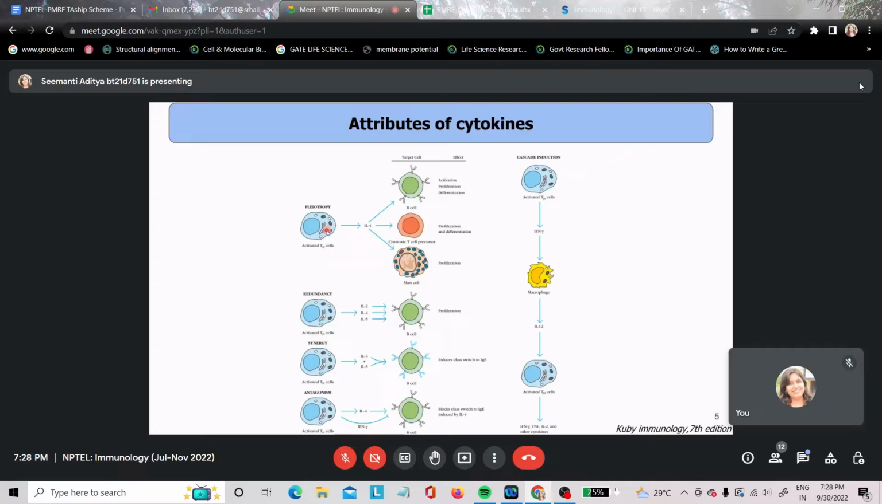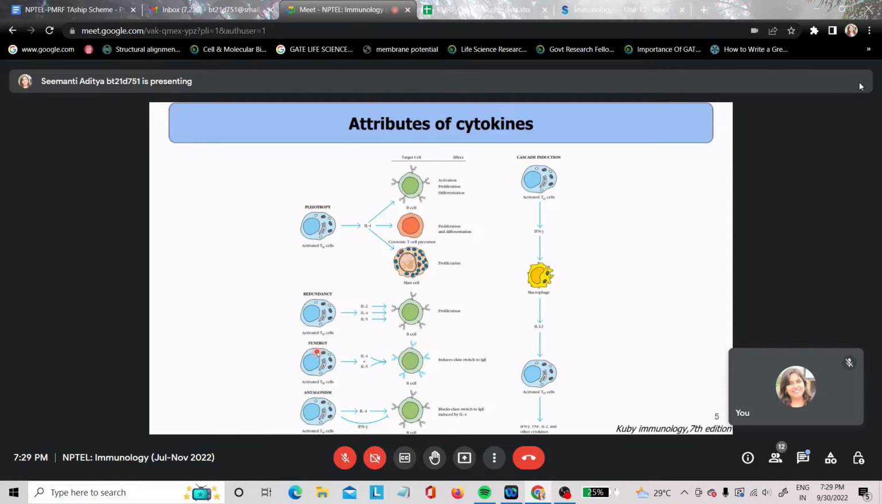IL-4 is produced by activated T helper cells. Activated T helper cells can produce three different kinds of cytokines, say IL-2, IL-4, IL-5. Redundancy means each of these cytokines can have the same function. So IL-2, IL-4, and IL-5 individually can act on B cell and help in the proliferation of B cell. Even if IL-4 is not there, IL-2 can go and bind to the IL-2 receptors and induce proliferation. IL-4 individually can induce proliferation, IL-5 can individually induce proliferation, and so on.